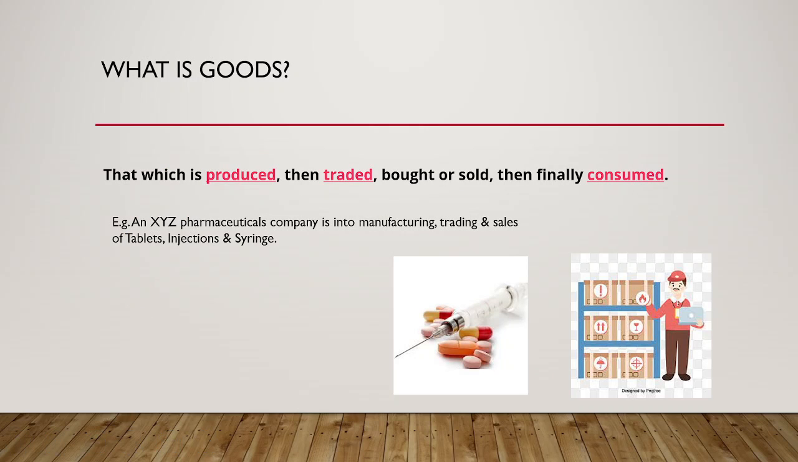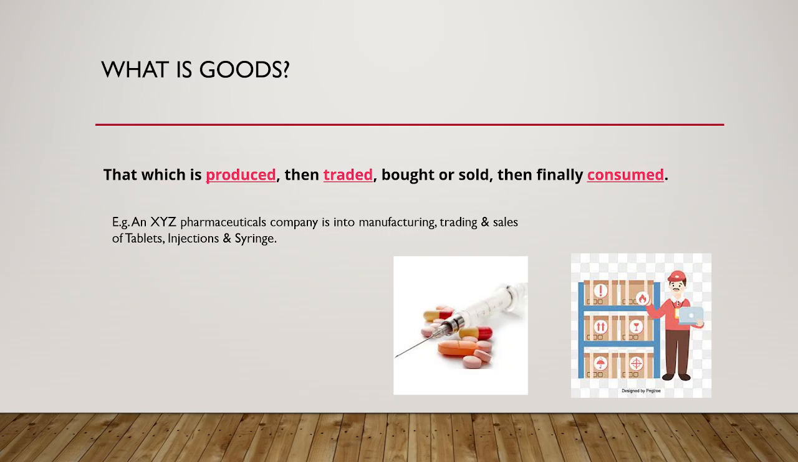Now, what are goods? Goods are that which is produced, then traded, bought or sold, and then finally consumed. Let's take an example. An XYZ pharmaceutical company is into manufacturing, trading, and sales of tablets, injections, and syringes.